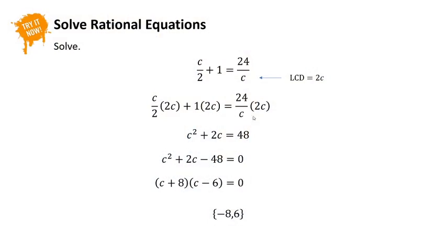Welcome back. Well, this is a great problem to help us in the process of learning how to solve these algebraic equations here. What we're seeing here is finding the least common denominator here, which is 2c, multiplying everything by 2c. All of the rational expressions go away, and we're left with a quadratic equation, which we can solve by setting everything equal to 0 and factoring things out. Our two solutions are -8 and +6.